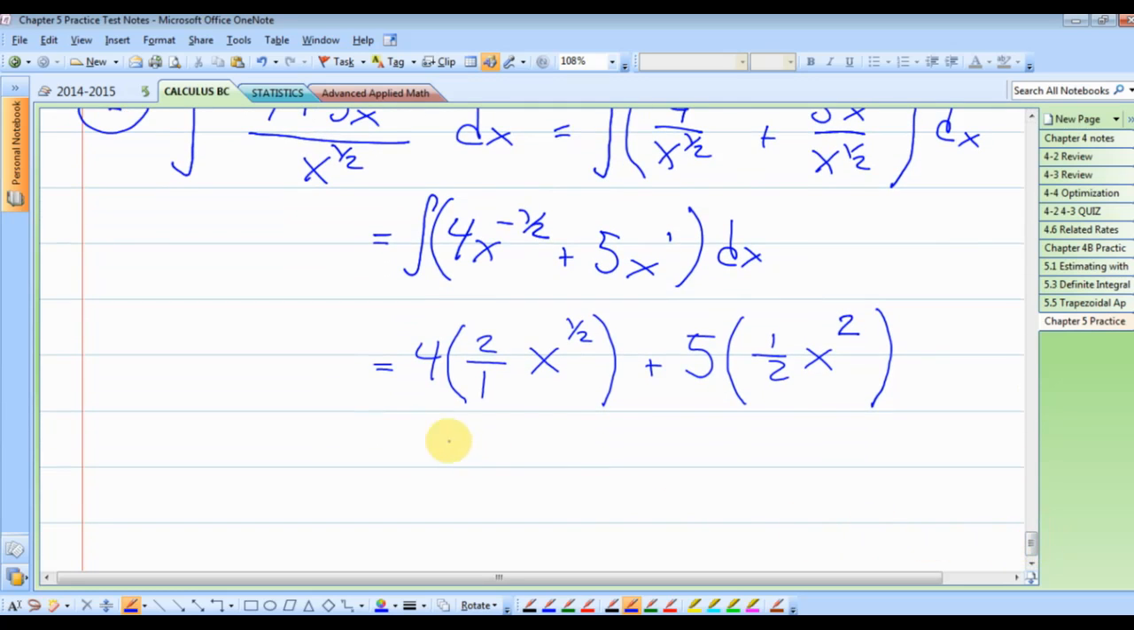Sorry, I would have to mark myself wrong. Plus constant. That's equal to 8 root x plus 5/2 x squared plus constant.